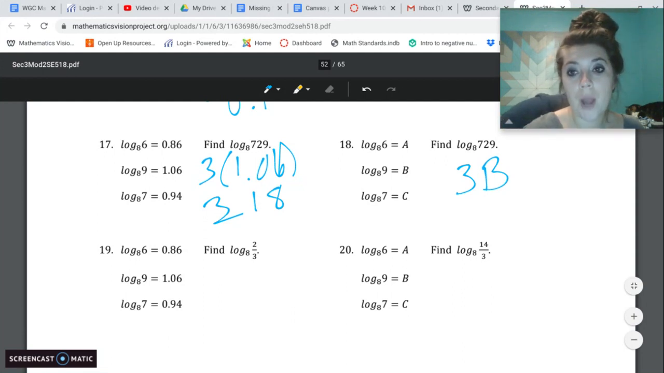Your keyword for this lesson is properties. Properties. If you guys have any questions, feel free to ask.